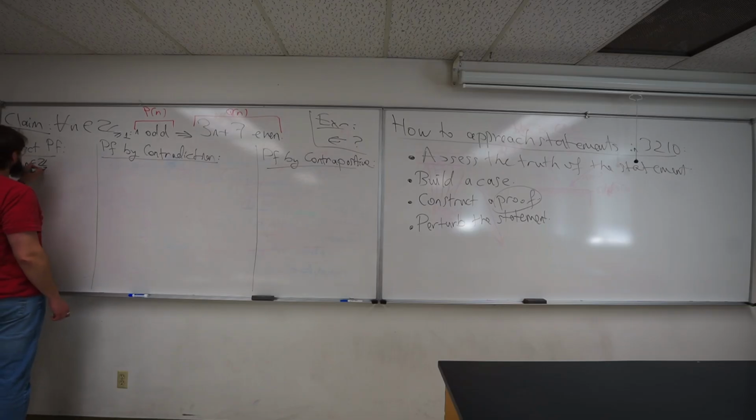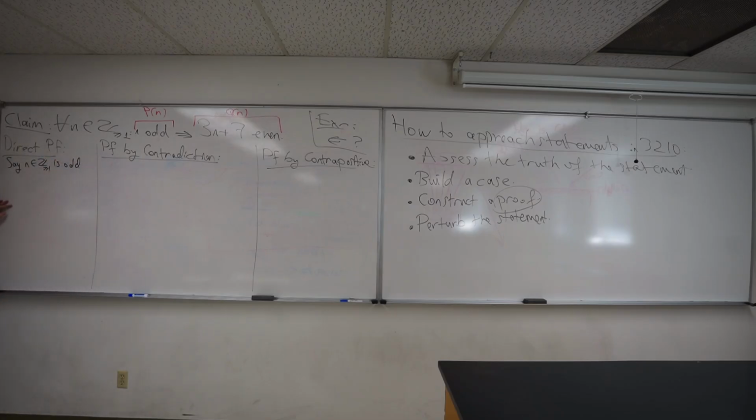Say n is odd, right? We assume P, then we keep pushing. Odd means n is not divisible by 2. In other words, the only possible way it can be not divisible by 2 is, well, if you divide it by 2, you have a remainder. But the only way that can happen is if that remainder is 1. Okay?